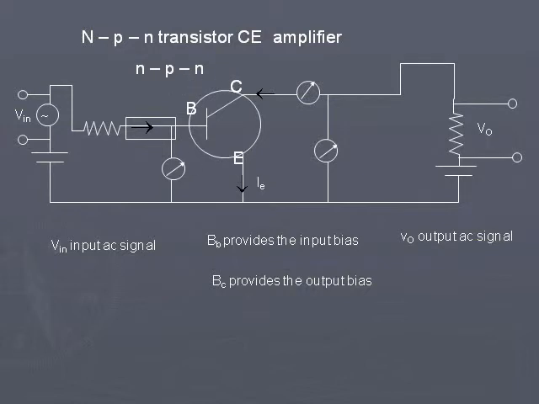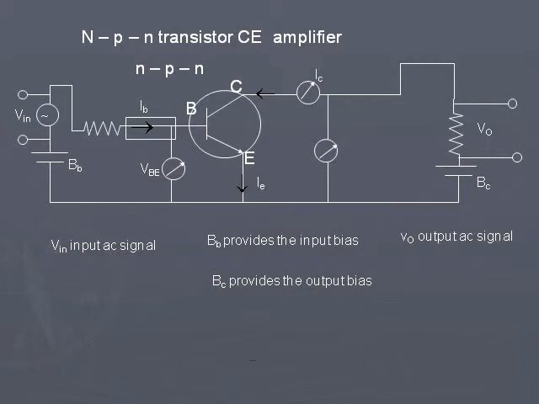BCE indicates base, collector and emitter, and the arrow from B to E represents this is an NPN transistor. A battery BB in connection with a series resistance is connected between base and emitter. IB indicates the current through the base, and VBE is the voltmeter which reads the potential difference between base and emitter. And another bias BC is taken. This is connected through a series resistance between collector and emitter.